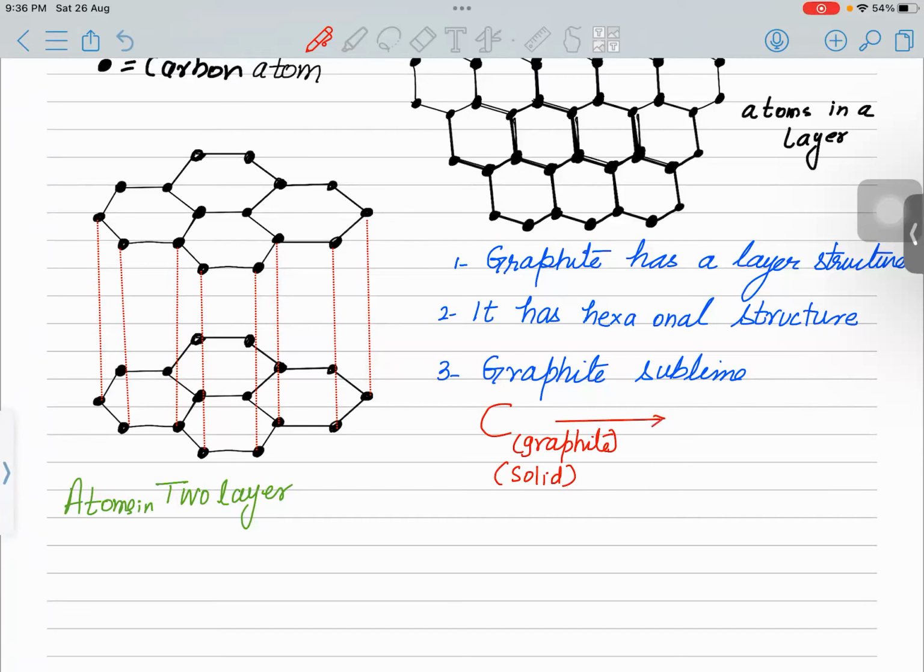So graphite sublimes. When you heat, it directly converts into gas. Are you getting my point? Yes, sir. Okay. So it converts from graphite solid to graphite gas.